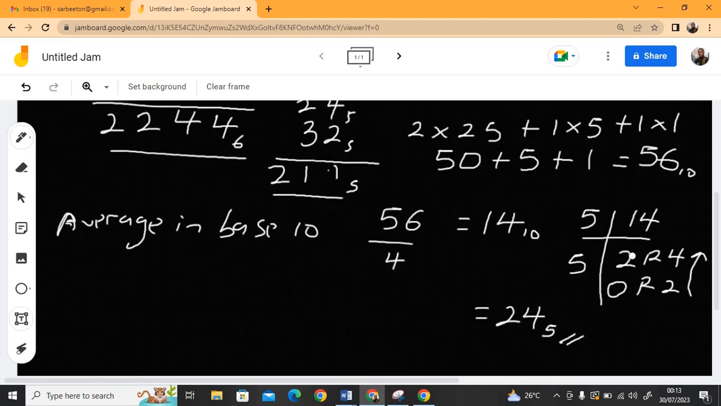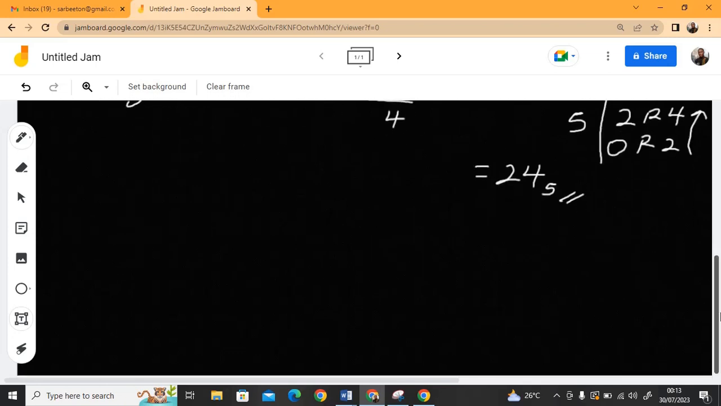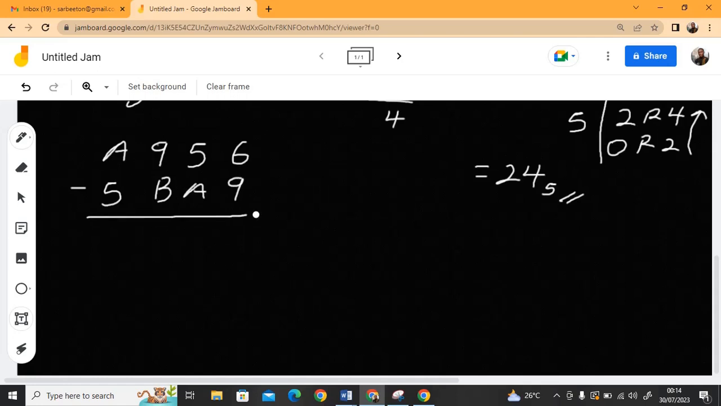Let me give another one. Let's do another one, then we move on to the next one. Let's assume we are given something like this: 9 5, let's say 5 6, minus, let's say you have 5 here, then you have b here, you have a here, and you have 9 here. Now you have to subtract this. It is in base 16, hexadecimal.